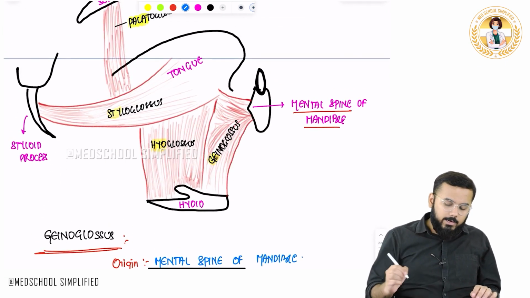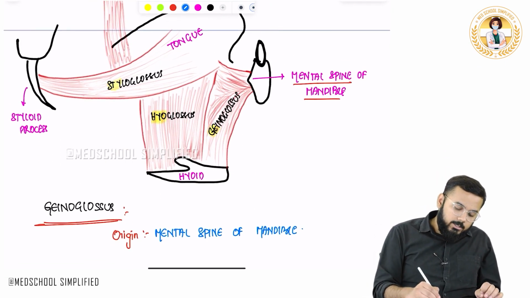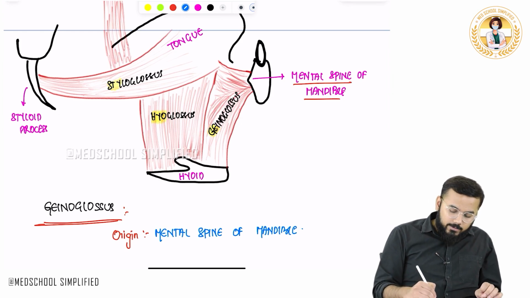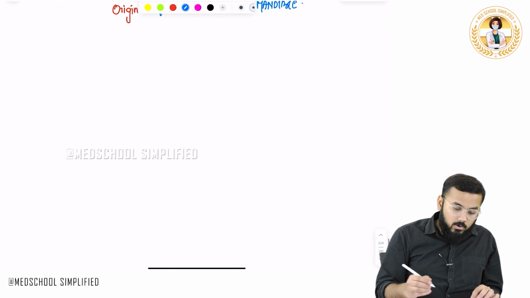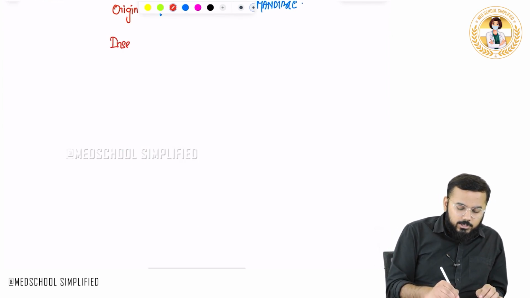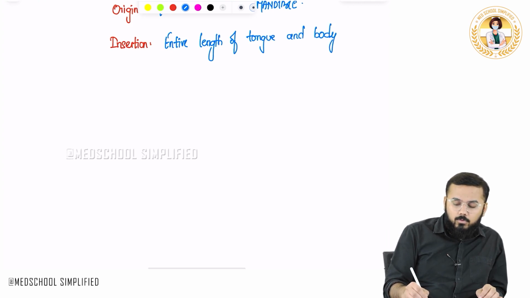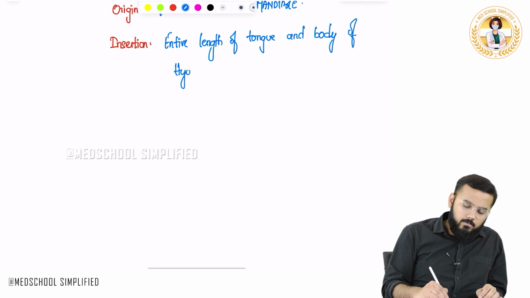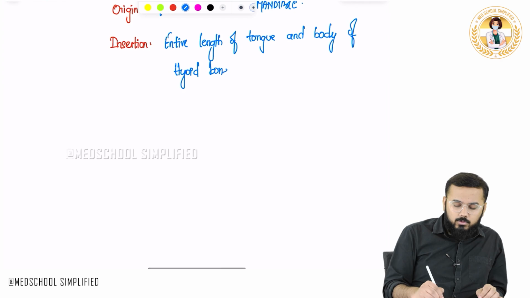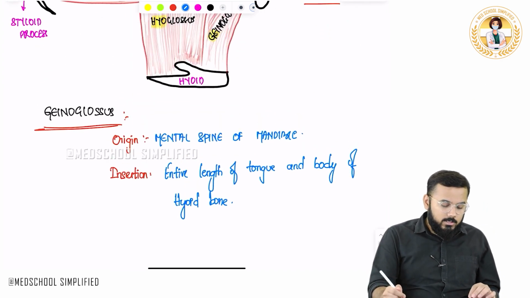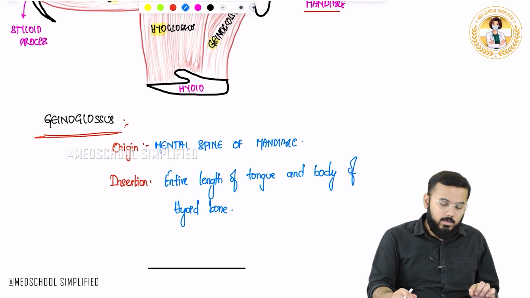Next, from here it originates, and where does it insert? It inserts to the entire length of the tongue, and not only that, it even inserts to the body of your hyoid bone. So after origin, where does it insert? Insertion. It inserts to the entire length of your tongue and also the body of the hyoid bone. So this is the place where it is inserting. This is the insertion point over here. This is called your genoglossus muscle.